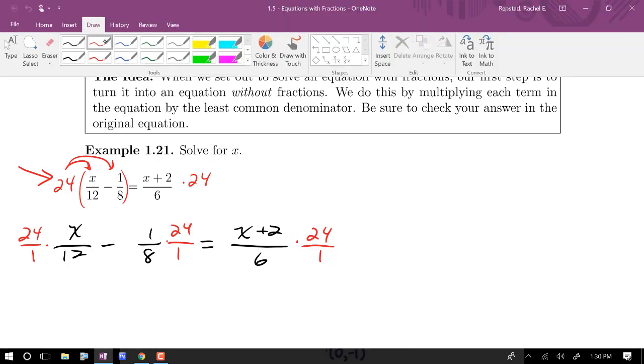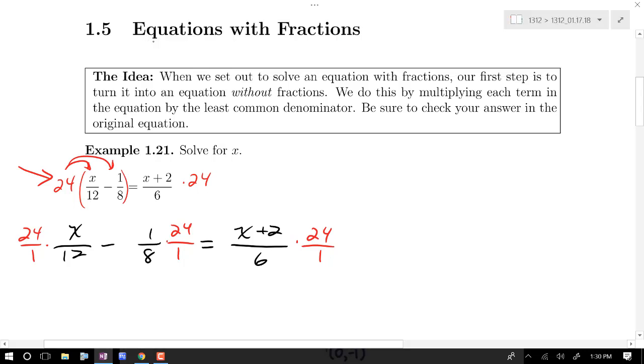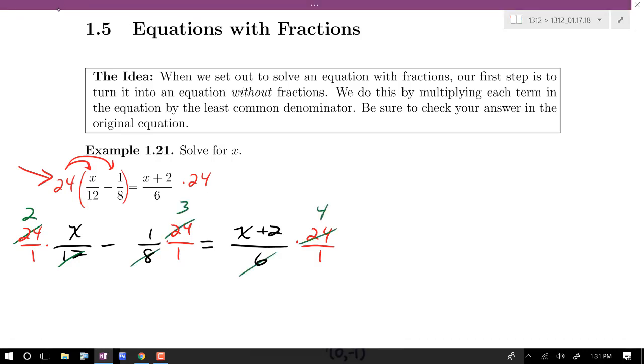We multiplied by 24. Now, sometimes people will remember that they've got to find the LCD and multiply through by it, but then sometimes people will get excited and they'll distribute and multiply this way. The whole reason that we chose to multiply by 24 is because we know everything can cancel with it. So go through and cancel all your denominators. 12 goes into 24 twice. 8 goes into 24 3 times, and 6 goes into 24 4 times.